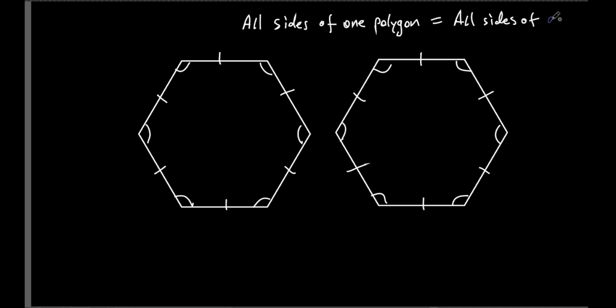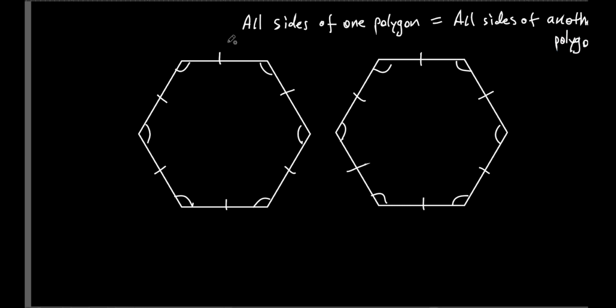So when you have a situation where all the sides of one polygon equal, how am I going to say this? All the sides, I'll just write it out. All the sides of one polygon equaling all the sides of another polygon. Oops, what did I put S for? Another polygon.